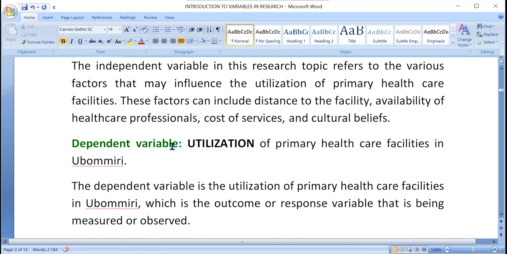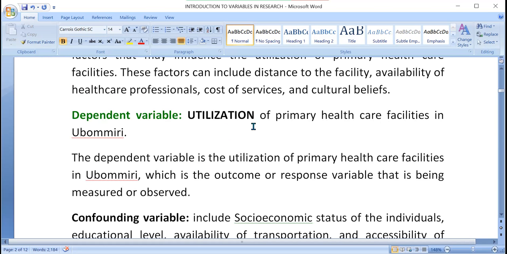Then the dependent variable. The dependent variable for this research topic is utilization. So the dependent variable is the utilization of primary healthcare facilities in Ubomiri, which is the outcome or response variable that is being what? Measured or observed. So that is the one you are seeing. You may not see the factors, but they are there. But what you see is the effect on utilization. So they could either have high utilization or low utilization, and that makes it a dependent variable.